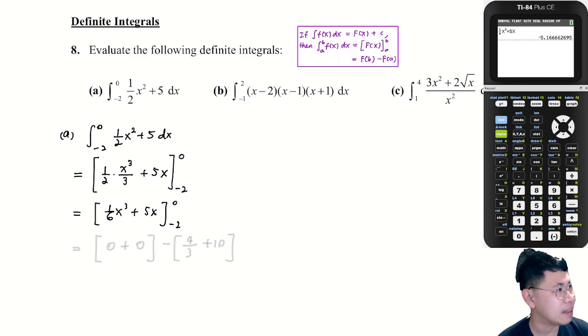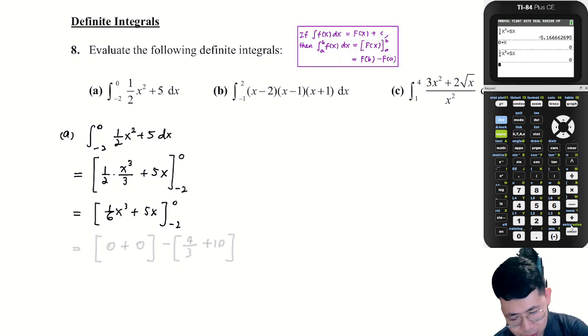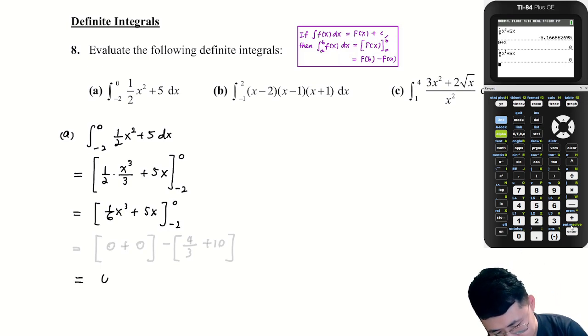I press enter first. Now it will give me some random value, and I won't panic. I will put 0 store into x, enter. Then I will go back up to the expression earlier, copy down this earlier expression, and it will give me the value of 0. So the first bracket is actually 0.